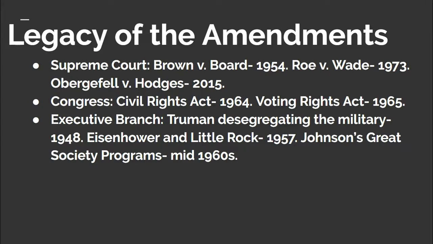And finally, the executive branch took several notable actions, including President Truman desegregating the military in 1947, Eisenhower federalizing the Arkansas National Guard and sending in troops to protect and allow African American high school students to attend a school that had been for whites only, and many of Johnson's Great Society programs had aims to help poor minorities.